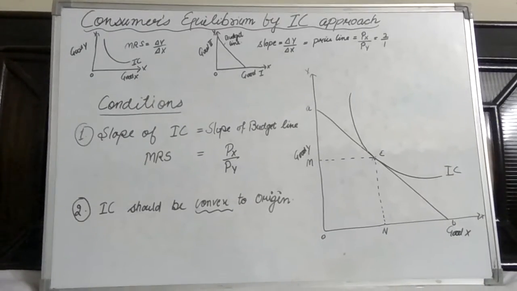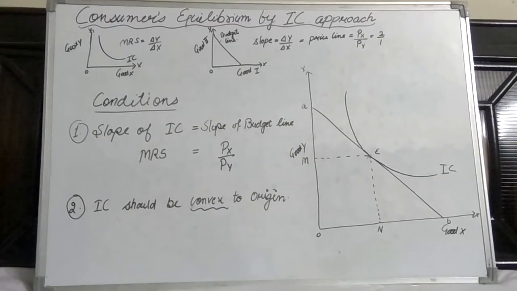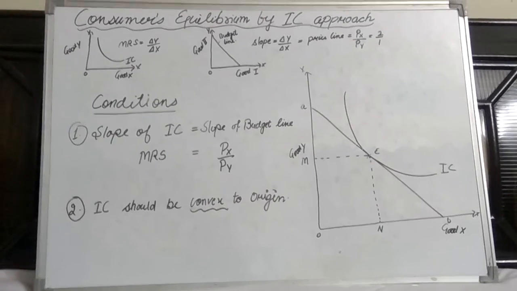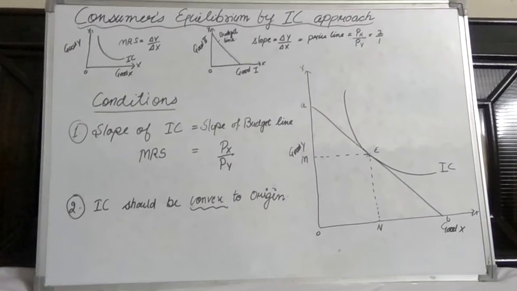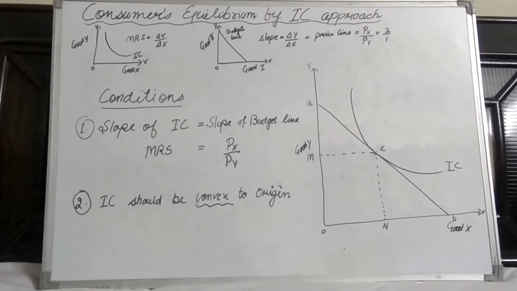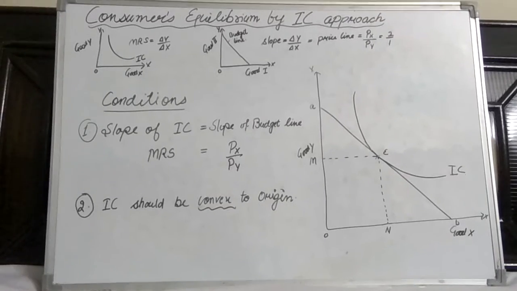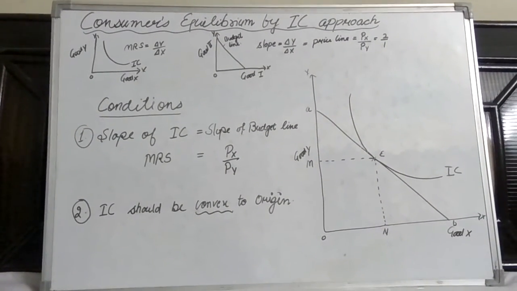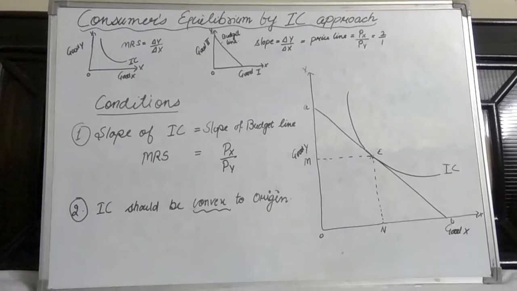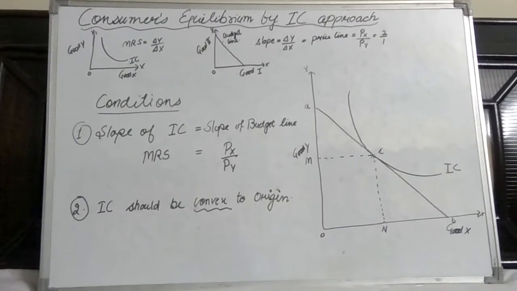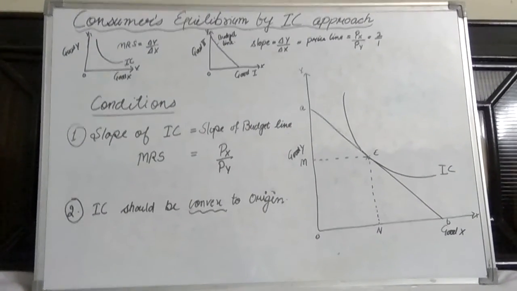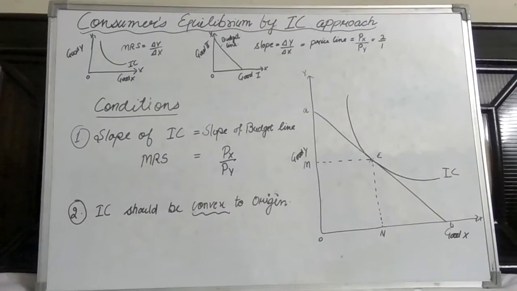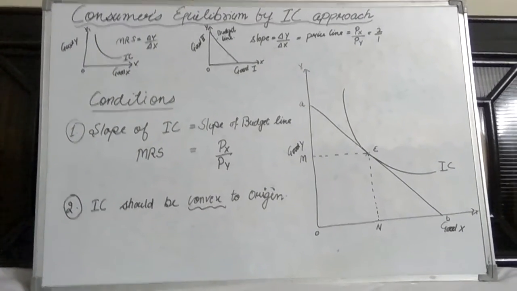It indicates that when the consumer purchases OM quantity of good y and ON quantity of good x, he is in an equilibrium situation because he is getting satisfaction at this level, as IC is tangent to the budget line. So these two components provide the Hicksian approach by which the consumer is getting maximum satisfaction by spending his income according to the market prices of the goods.